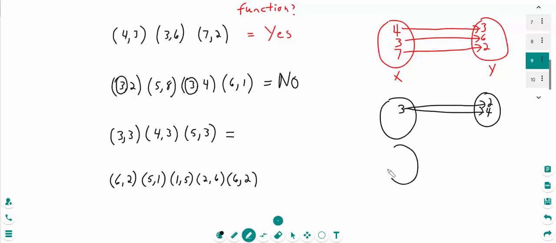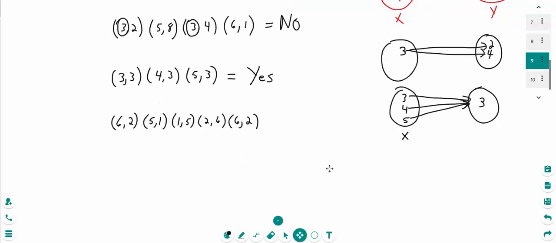So here we have a 3, 4, and 5 as our x values, and they're being mapped to the y values, and the only y value is a 3. All of them are going to that 3. So is this a function? Yes, this would be a function. Because again, they're each going to only a single image. It's the same image in this case, but that's okay.